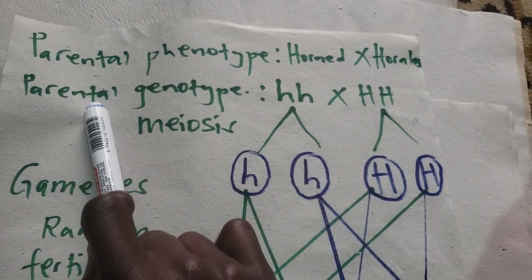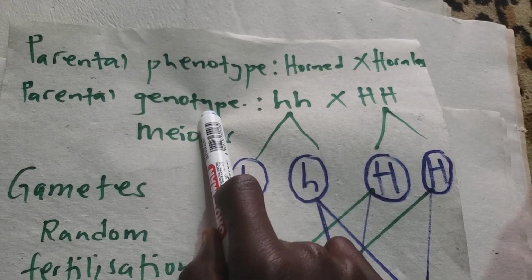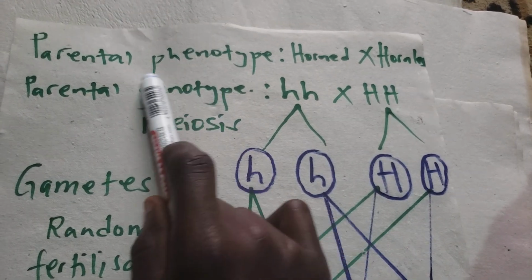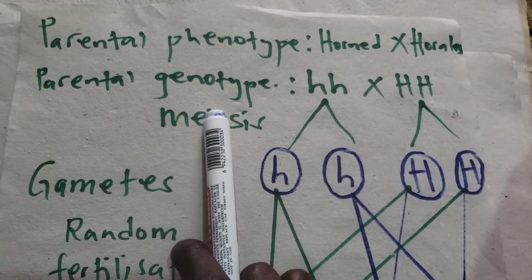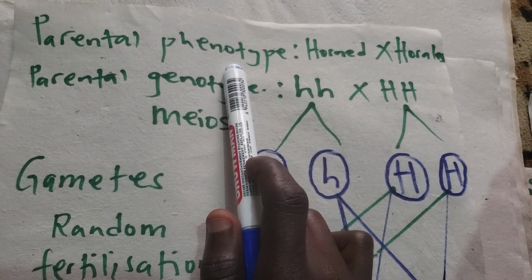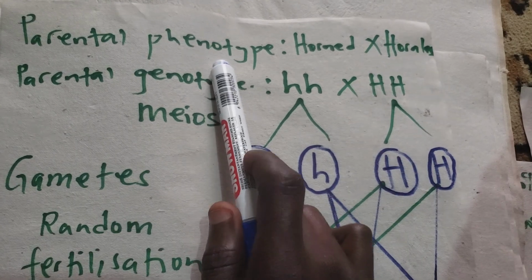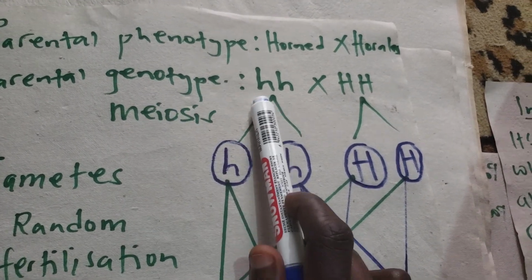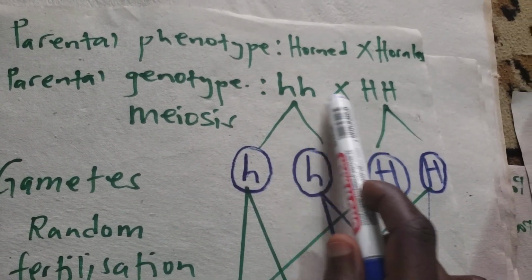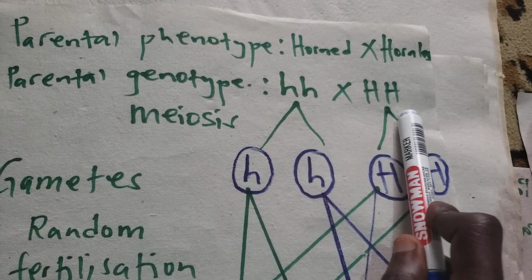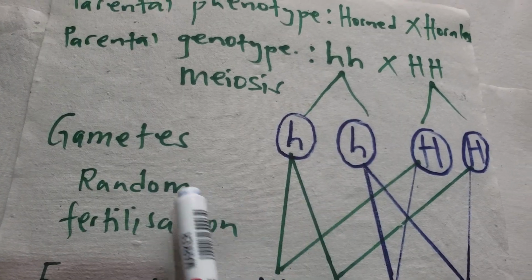Then after the parental phenotype, you go for the parental genotype. Genotype refers to the genetic makeup of an organism. Phenotype means the observable appearance, something you can see, while genotype is the genetic makeup. Here we have small h small h, pure breeding, crossed with capital H capital H. Then meiosis occurs. After meiosis is when we can have the gametes, as you can see.